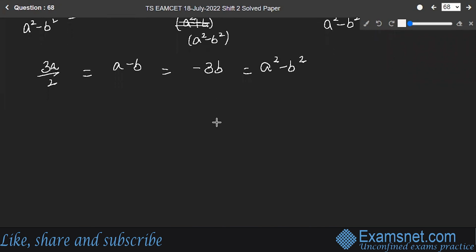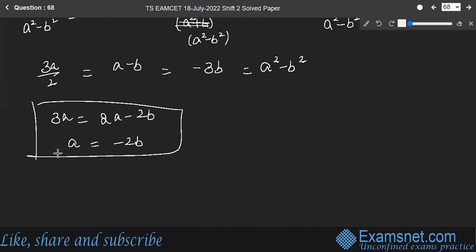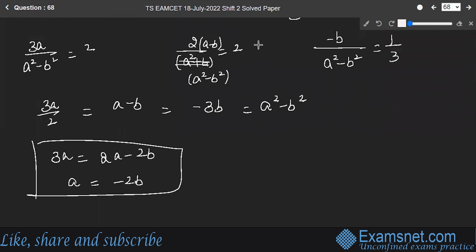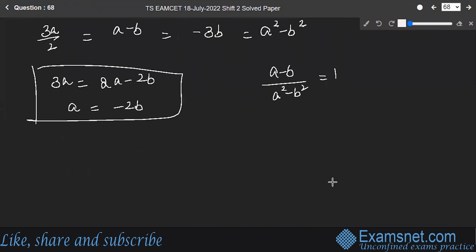Now, further, this can be written as 3a is equal to 2a minus 2b, or a is equal to minus 2b. One thing also, the second one, it was a minus b upon a square minus b square is equal to 2 upon 2. That is equal to 1. Now, okay.